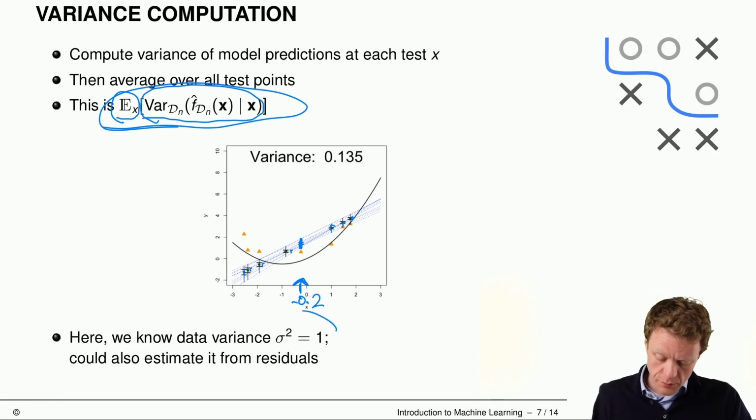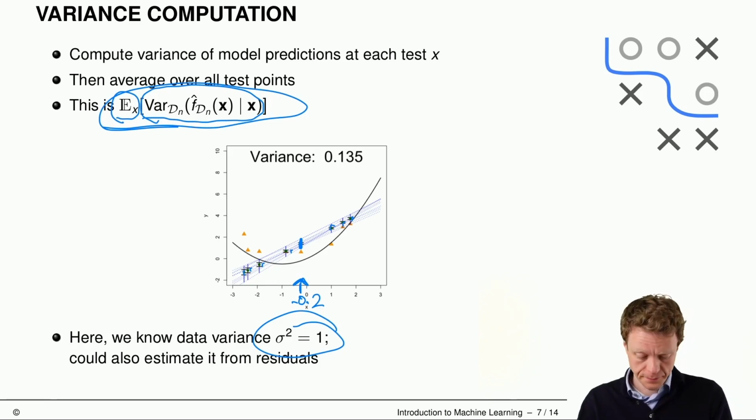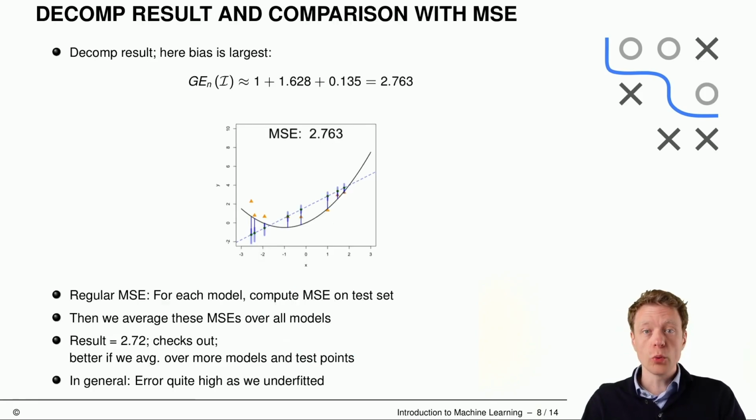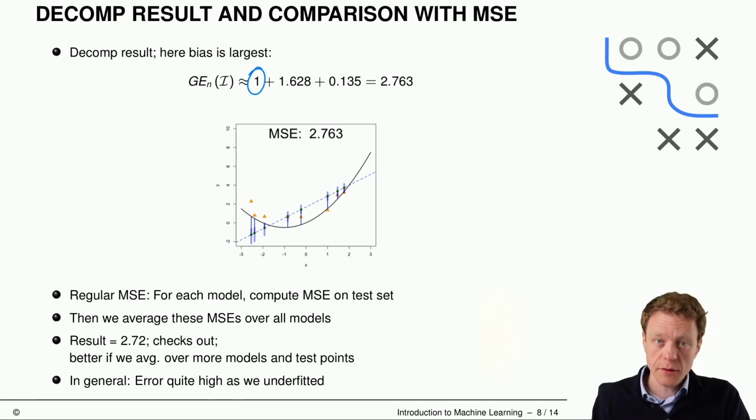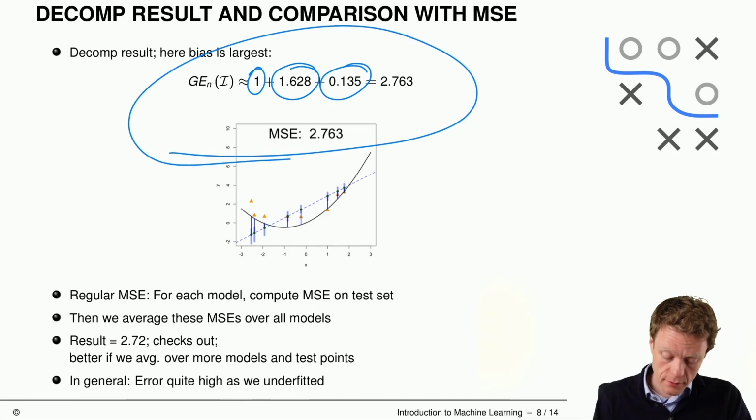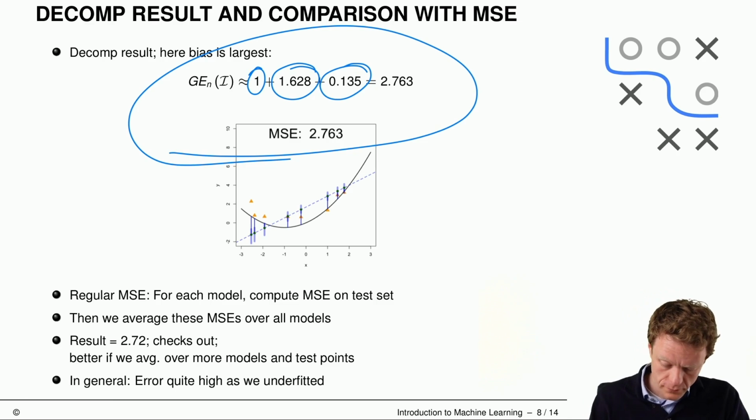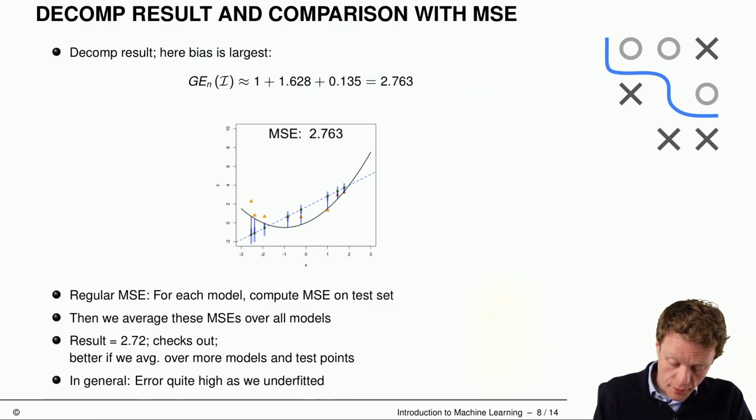The third part, sigma squared, we just take the true one because we know it, because we simulated it. We could also estimate it from residuals, but for now we just say we know the true error variance. Now we can stack these 3 values together. One is sigma squared from the simulation, then we have the squared bias, and then we have this variance here, and it turns out that this is 2.763.